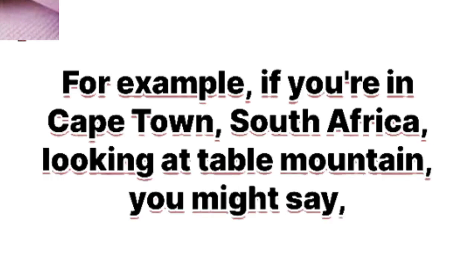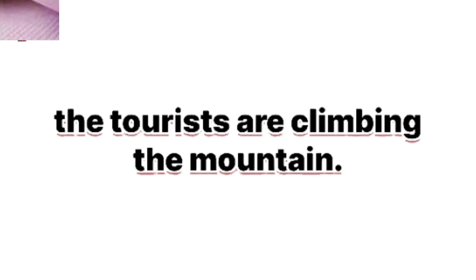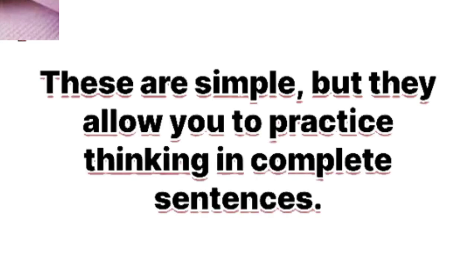For example, if you're in Cape Town, South Africa, looking at Table Mountain, you might say, "The tourists are climbing the mountain. The sun is shining. The wind is blowing." These are simple, but they allow you to practice thinking in complete sentences.